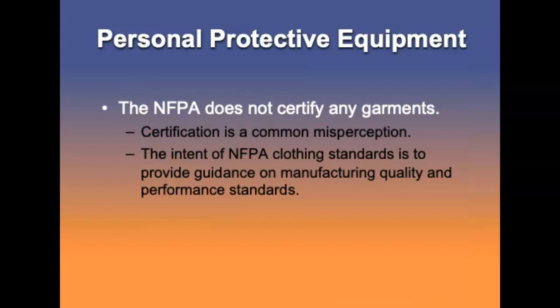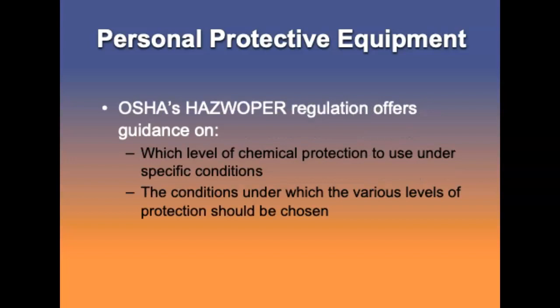The NFPA does not certify any garments. Certification is a common misperception in the hazardous materials and weapons of mass destruction response industry. The intent of the NFPA clothing standard is to provide guidance on manufacturing quality and performance standards. The OSHA HAZWOPER regulation, 29 CFR 1910.120, Appendix B, offers guidance on which level of chemical protection to use and the conditions under which the various levels of protection should be chosen.